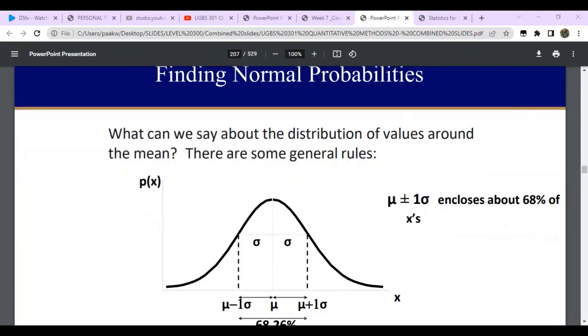Now, look at this, the standard deviation. The sigma sign here is the standard deviation. If you move one standard deviation to the left of the mean and one standard deviation to the right of the mean, the area that is covered under such a curve is mostly about what?